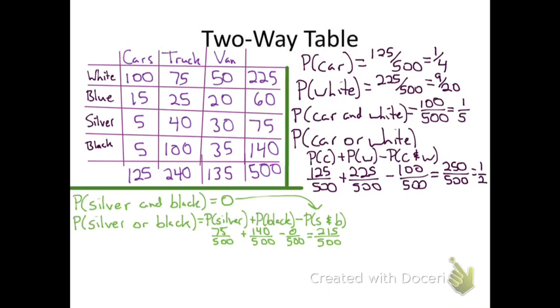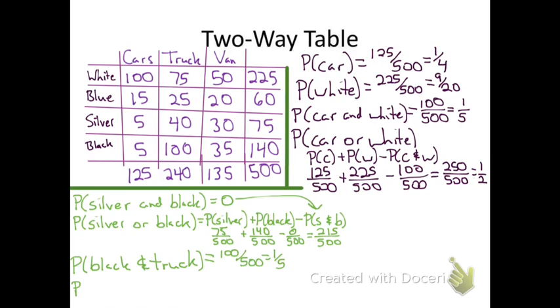Okay, well, what if we said the probability it's black and a truck? So black and a truck, that means it has to be in the black and it has to be truck. So the only thing that has in common here in the and is the 100. So that's going to be 100 out of 500, or 1/5.